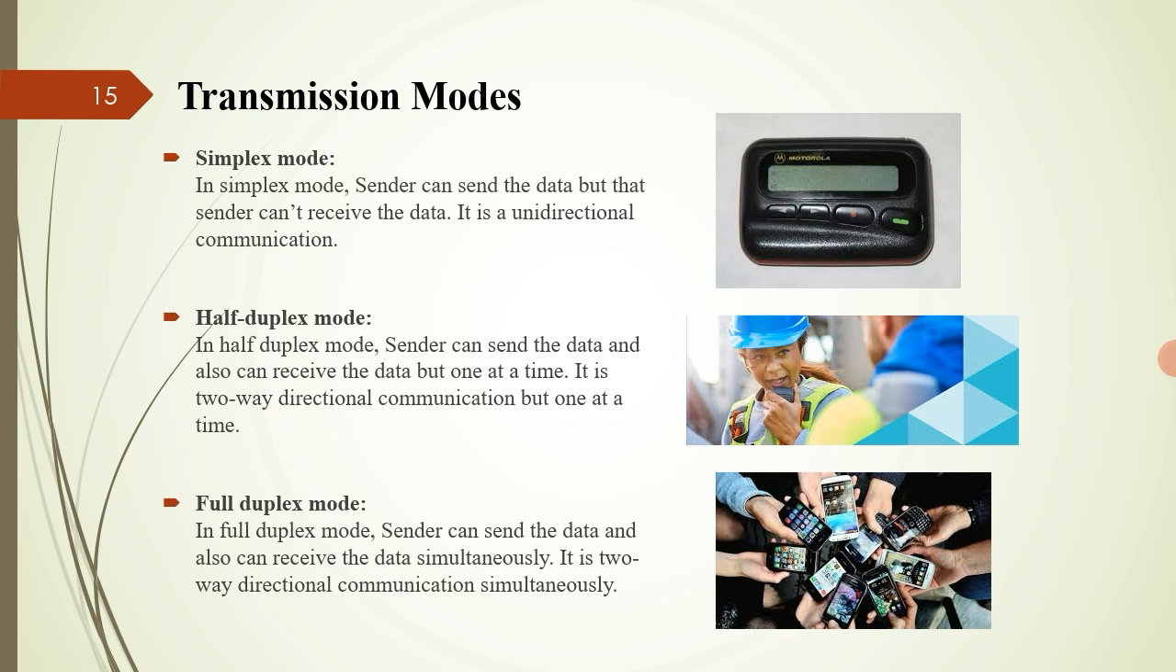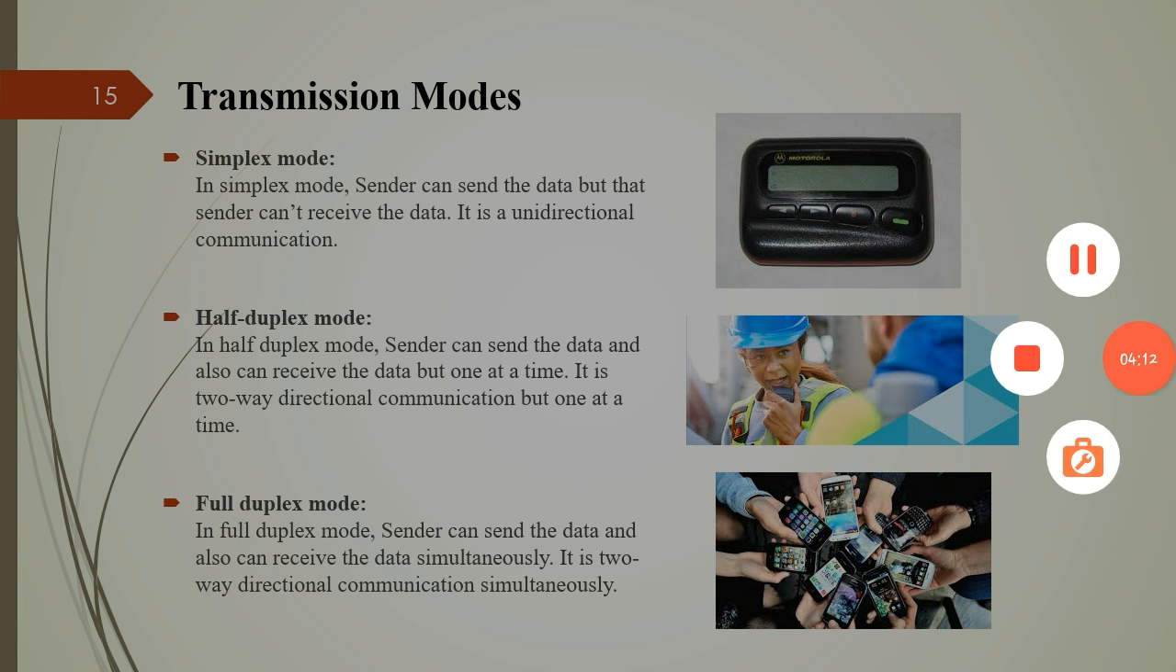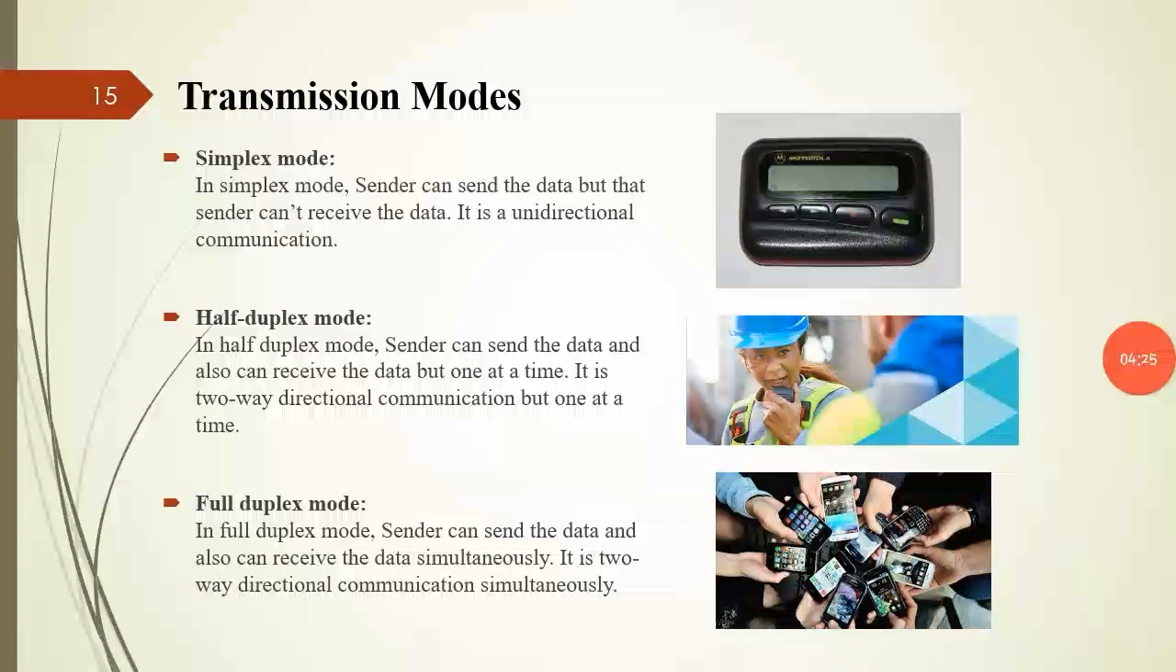For simplex we can give a real-time example like a pager. So pagers are very small devices. They receive only short messages, like short memo devices. Next one is about the half duplex. So half duplex means a sender can transmit the data and also receive the data, but only one operation takes place at a time. At a time you can send or receive. So here an example is the walkie-talkie.